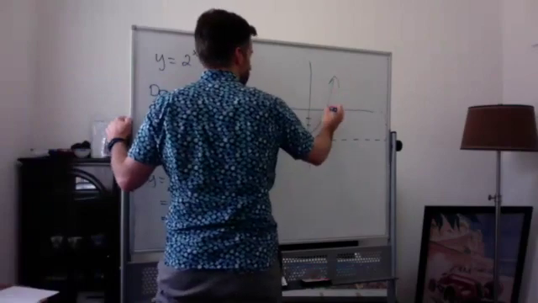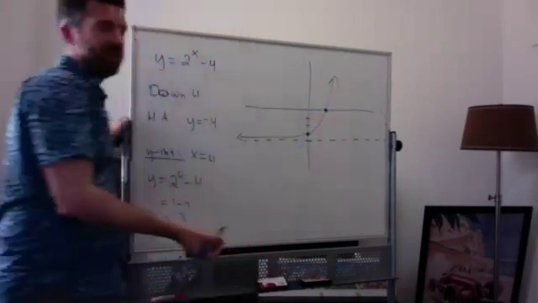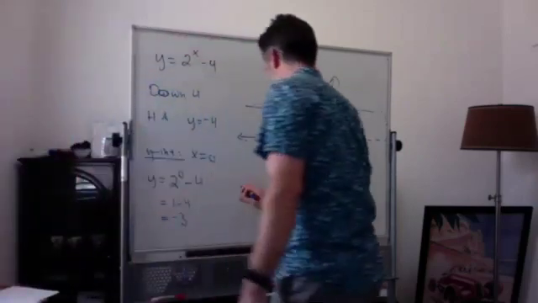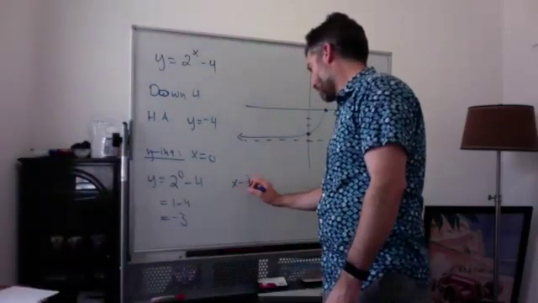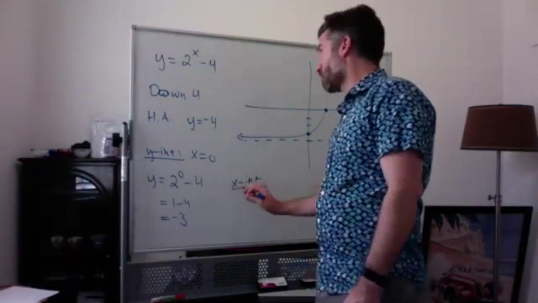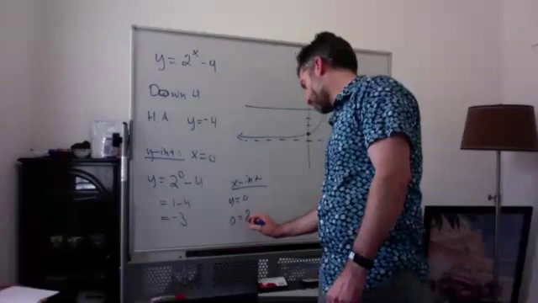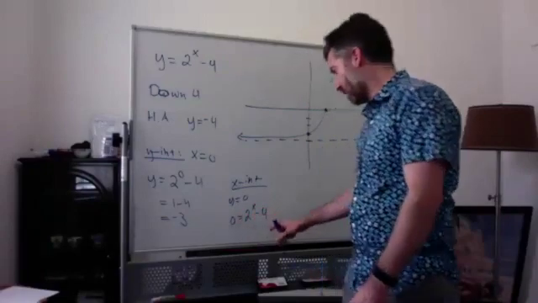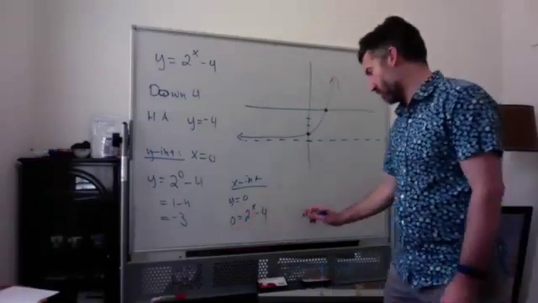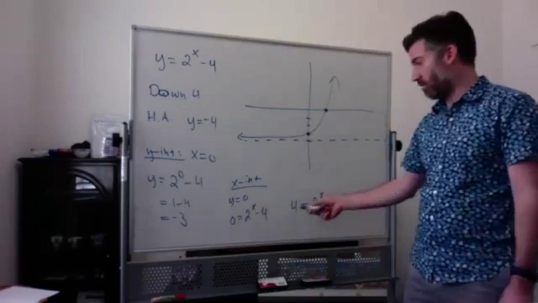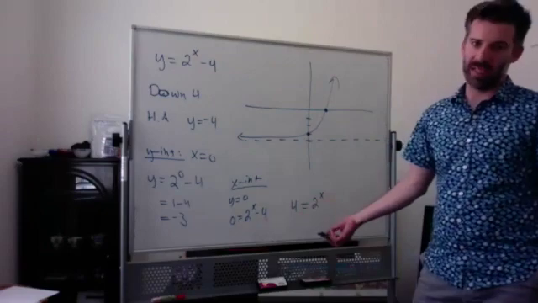And then there's obviously an x-intercept that we should find. So the x-intercept, that's when we set y equal to 0. So if y is 0, we get 0 equal to 2 to the x minus 4. Add the 4 over so that you've got 4 equal to 2 to the x. And then write both sides. I mean, this one you might just be able to see what the solution is.